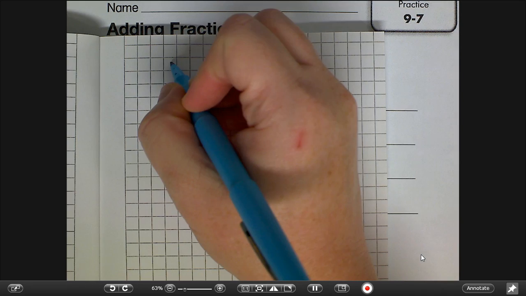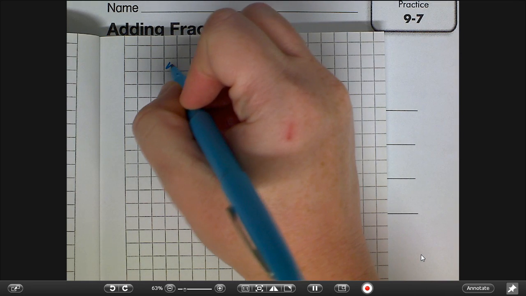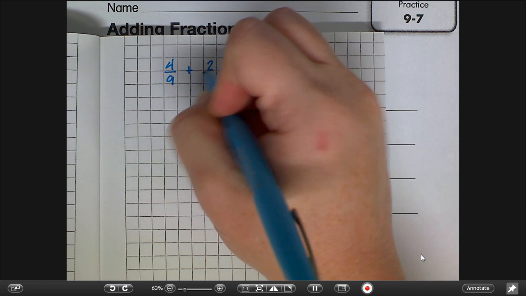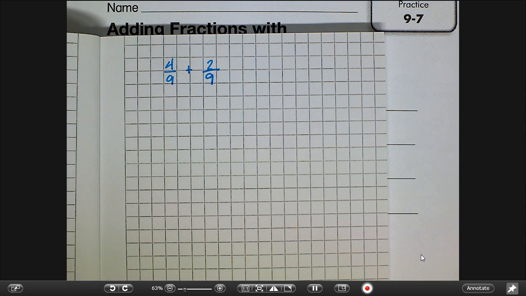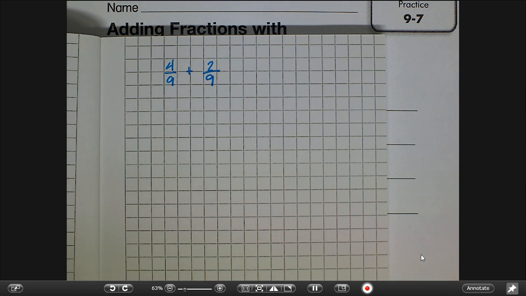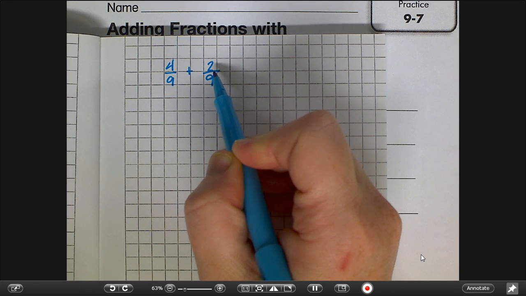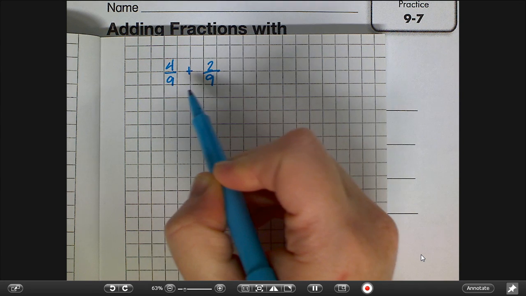So let's say I had 4/9 plus 2/9. Okay, so my denominators are already the same. And what that means is the sizes of the pieces in the whole object are the same size. So it means my pizza is cut into 9 pieces, and each of the pieces here are the same size. So that makes them able to be added together.